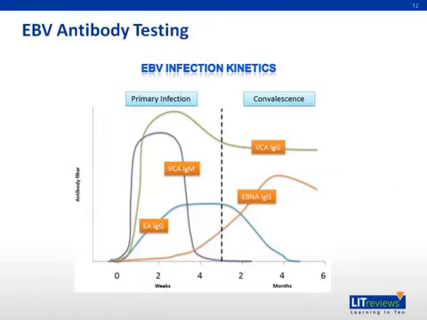Another way of looking at it is this particular graph, which demonstrates that for the first 7 days, there might not be any antibodies present. Then you quickly start to develop your VCA IgM and your VCA IgG. The IgM is going to disappear, the IgG is going to persist, and the EBNA is going to develop somewhere around week 10 and be present for life.